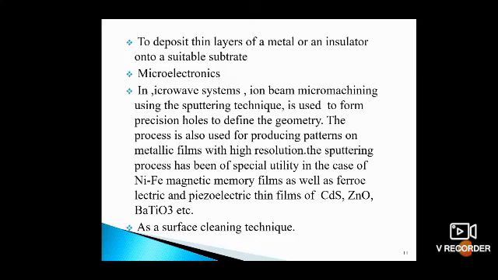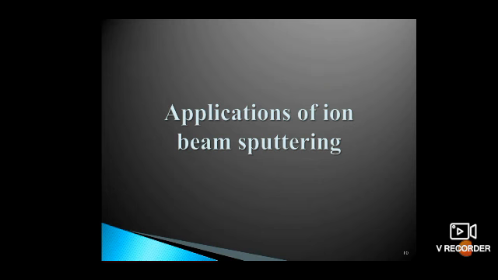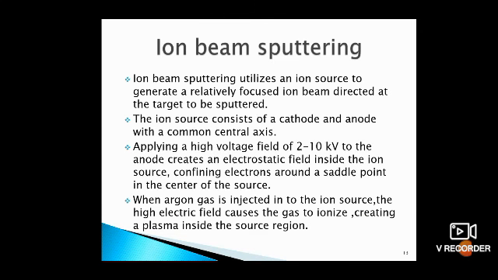The next application is as a surface cleaning technique for metals, semiconductors or insulators. Sputtering offers better results as compared to other conventional techniques. So I guess that's all about the applications of ion beam sputtering. Now let's take a look at the summary of ion beam sputtering.